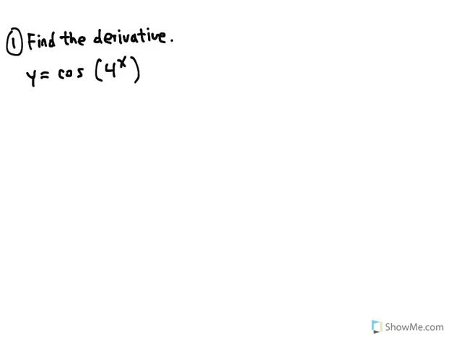Here's our first example. We want to find the derivative of the function y is equal to cosine of 4x. So before we start, let's look at the function. And we should see that we have a composition of two functions.